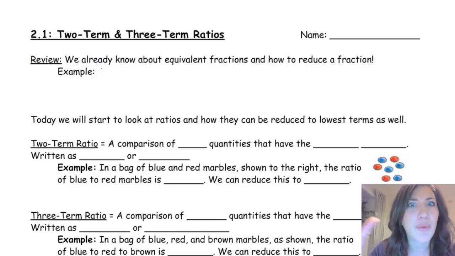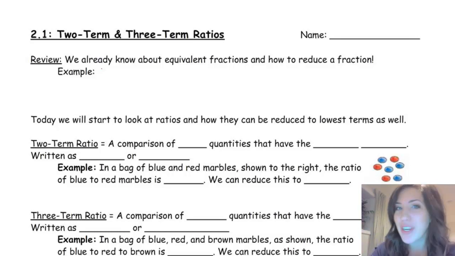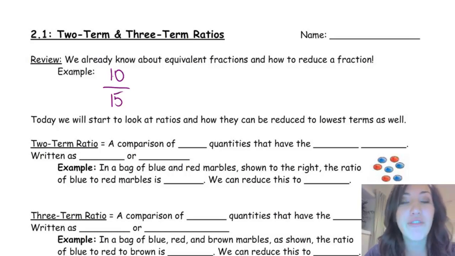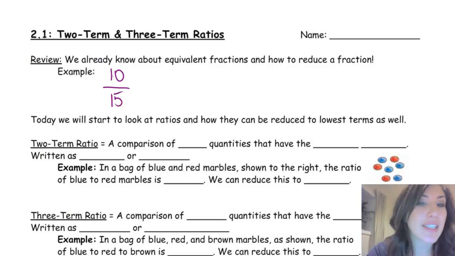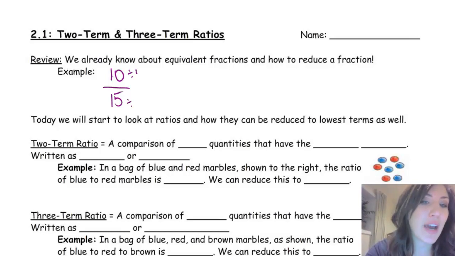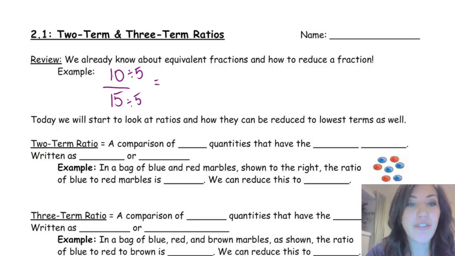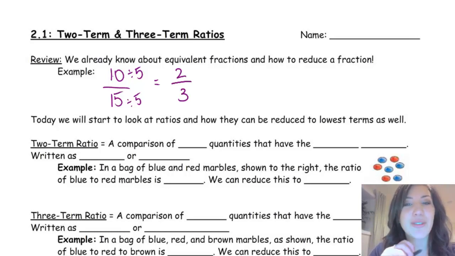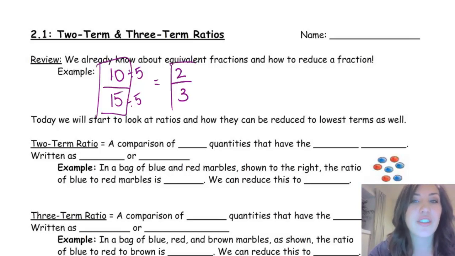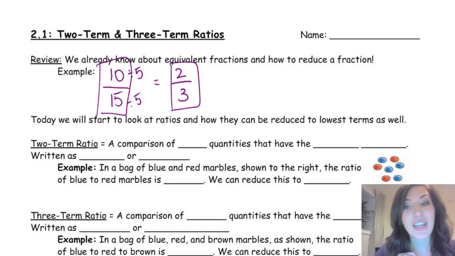Before we jump into what ratios are, we already know some things. We already know about equivalent fractions and how to reduce a fraction. For example, if I give you the fraction 10 over 15, you would recognize that both of these numbers can be divided by the same number. In this case, both can be divided by 5, and that would give us an equivalent fraction of 2 over 3, because 2 goes into 10 5 times and 3 goes into 15 5 times. So 10 over 15 and 2 over 3 are equivalent fractions, and we can express 10 over 15 in lowest terms by saying 2 over 3.